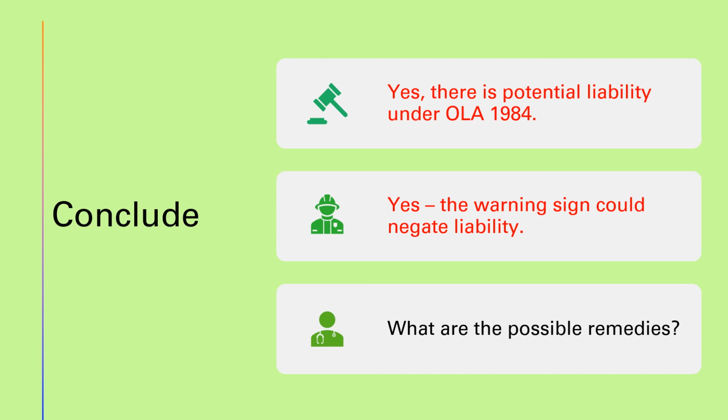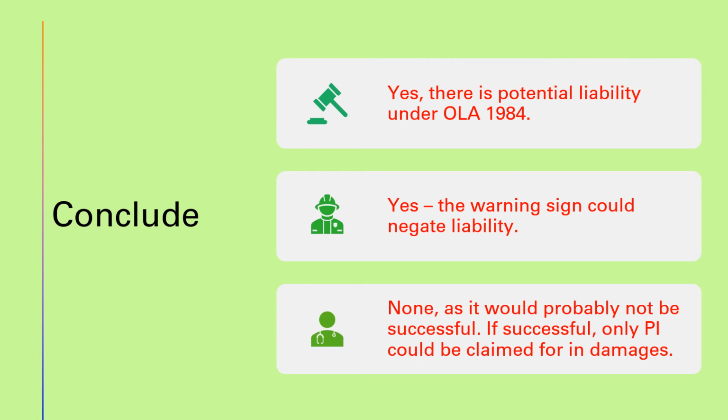And what are the possible remedies? Well, if it's not successful because of the warning sign, then he wouldn't claim for anything. However, if successful, remember to say we could only claim for personal injury and not, in this particular case, damage to property.